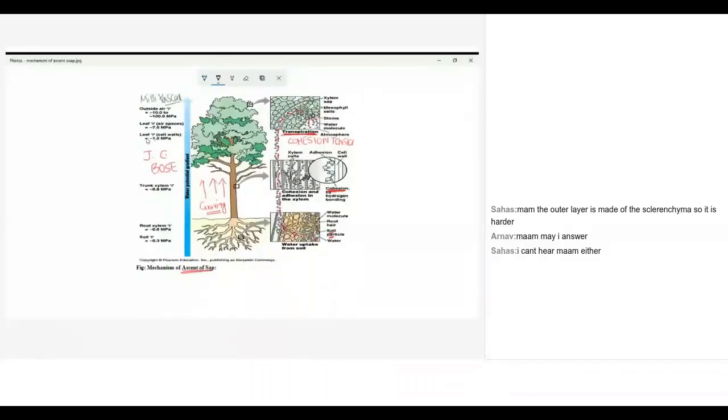Understood why transpiration is happening? Why transpiration is happening from the cells to outside environment? Because there is a difference in pressure. Outside air is having less pressure when compared to leaf cell wall pressure. So leaf is losing water to outside. That's the transpiration.